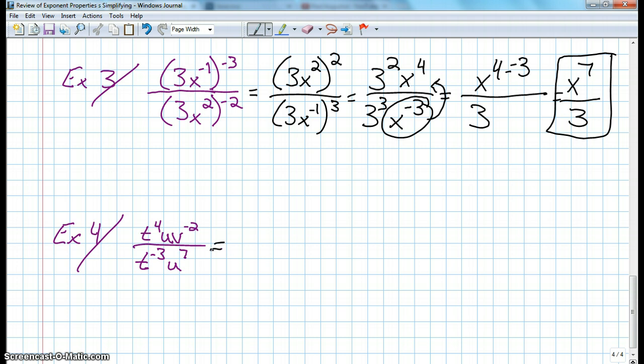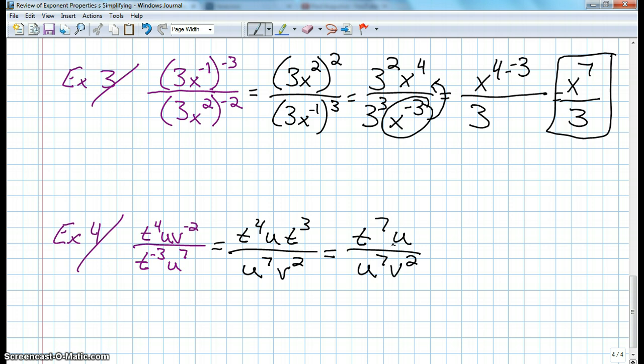The last example here, again taking care of my negative exponents first, would give me t to the 4th u, those both stay up, times t to the 3rd, this one would be moved up, divided by, we still have u to the 7th, and then v squared gets moved down here. So this one simplifies to t to the 7th u over u to the 7th v squared. We have a factor of u here with the 7 factors of u down here. Then we can subtract. That gives us t to the 7th over u to the 6th v squared for our final answer here.